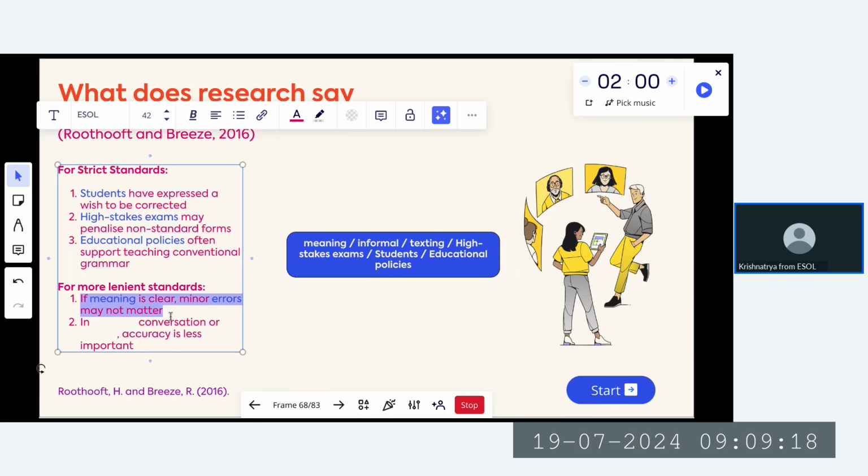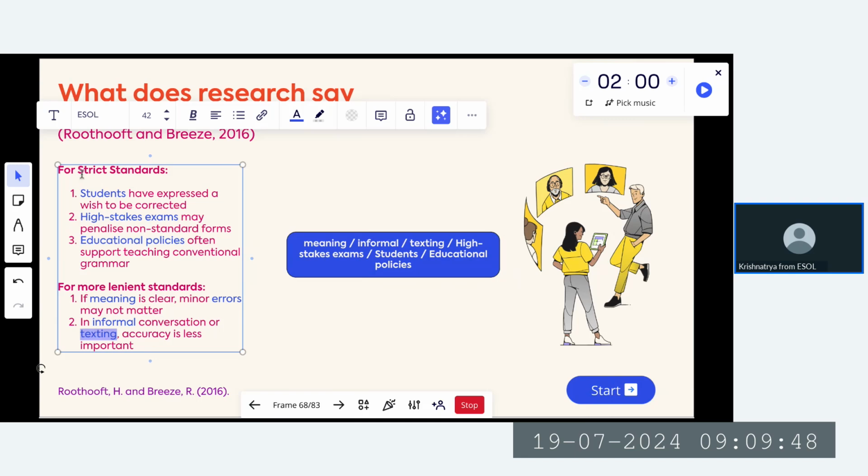So, for example, if you're teaching a course that is related to spoken English or everyday English, where the focus is on real life, where the target is fluency, then if they make errors here and there, we don't have to correct them all the time, according to research. Number two, in informal conversation or texting, accuracy is less important. So they said, for once and for all, we're going to be answering this question.